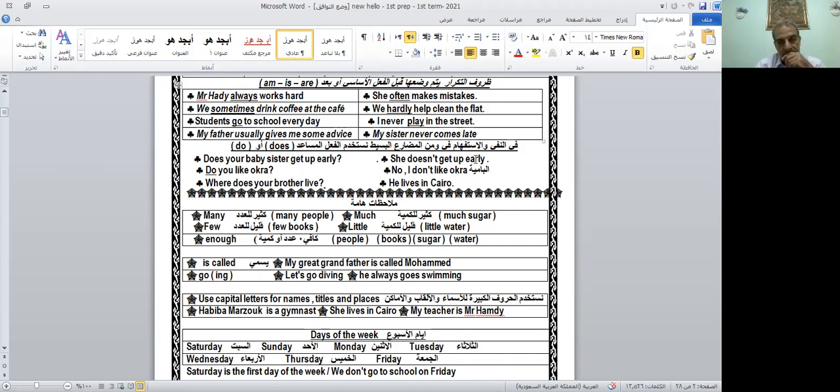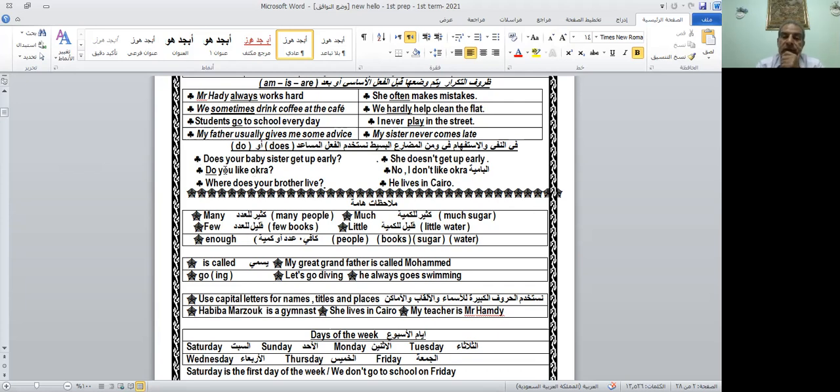في النفي, the negative and interrogative question, whether yes or no question or WH question, you have to use does or do. For the question, does your baby sister get up early? If we say she doesn't get up early, so here we put in the question does plus the subject. After that, you put the verb in the stem. Do you like okra?